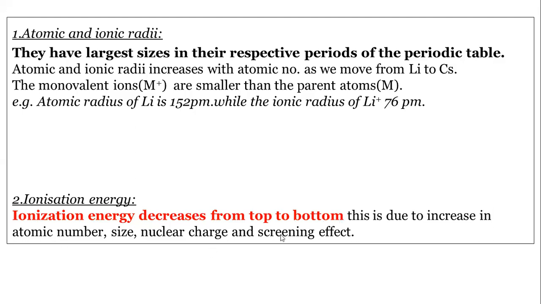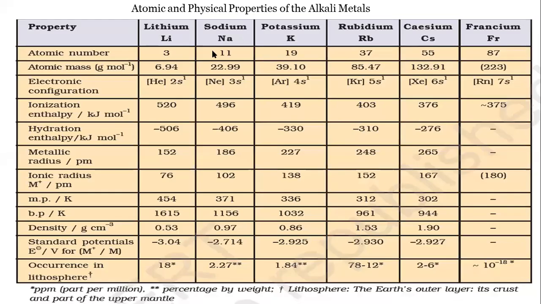All these factors are already discussed: atomic size, nuclear charge, and screening effect. We can also see here in this table. See, the atomic number is also increasing. Atomic mass is also increasing. Electronic configuration is given. Ionization energy, we can check here. See, the highest amount of energy is required to remove the electron in case of lithium, and see the ionization energy for francium is only 375 kilojoule per mole. Then ionic radius we can see here is increasing. Atomic size is also increasing.